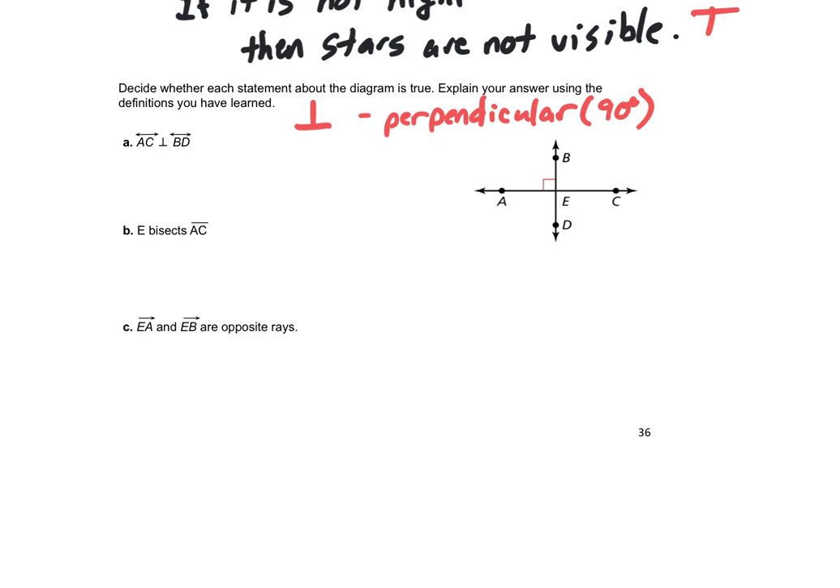Whenever I see this little corner, this little box in the corner, that means those two are forming a 90-degree angle. They don't ever have to say, hey, this is 90 degrees, but when I see that symbol, that's going to be my dead giveaway. Okay? So on this one, we would say true, because they form a right angle.